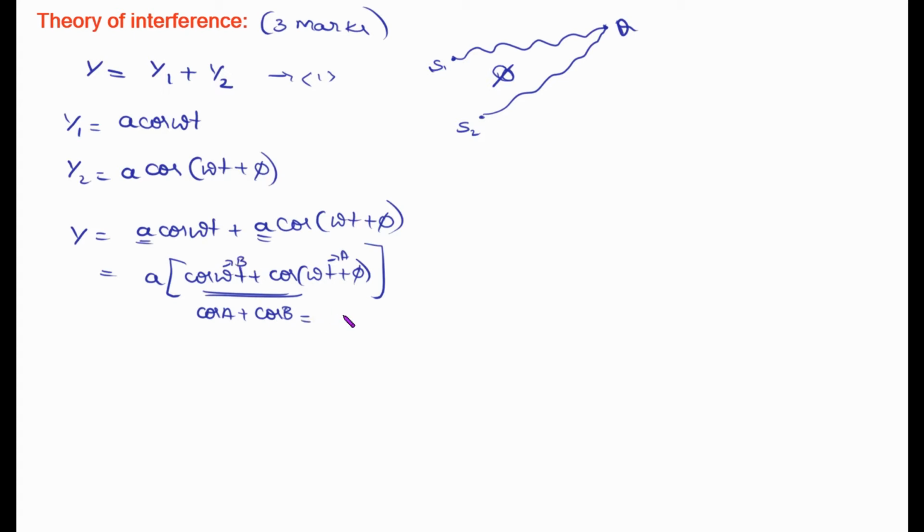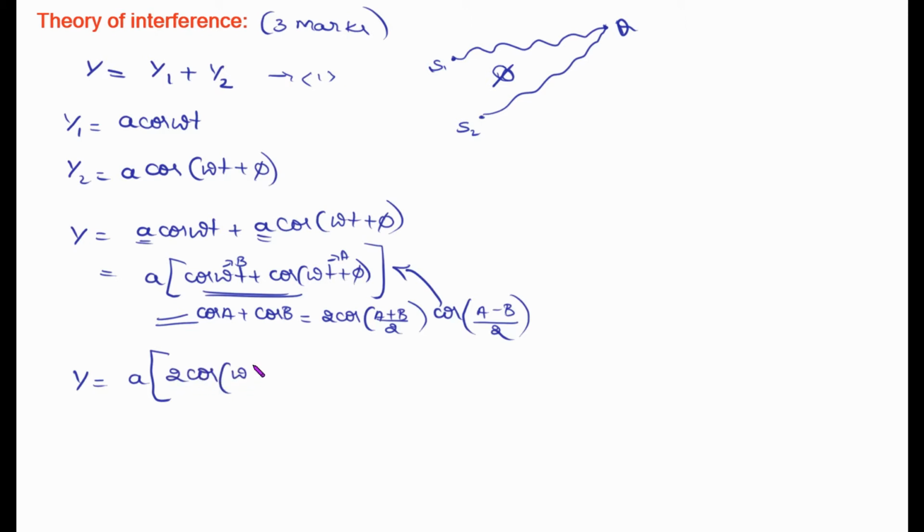So if we expand this, you will have 2 cos of (A plus B) divided by 2 into cos of (A minus B) by 2. You would have already studied this, you need to remember this formula. So apply the expansion of this formula to this equation and write: y is equal to a, keep outside, 2 into cos of (omega t plus pi plus omega t) whole divided by 2 into cos of (omega t plus pi minus omega t) divided by 2.